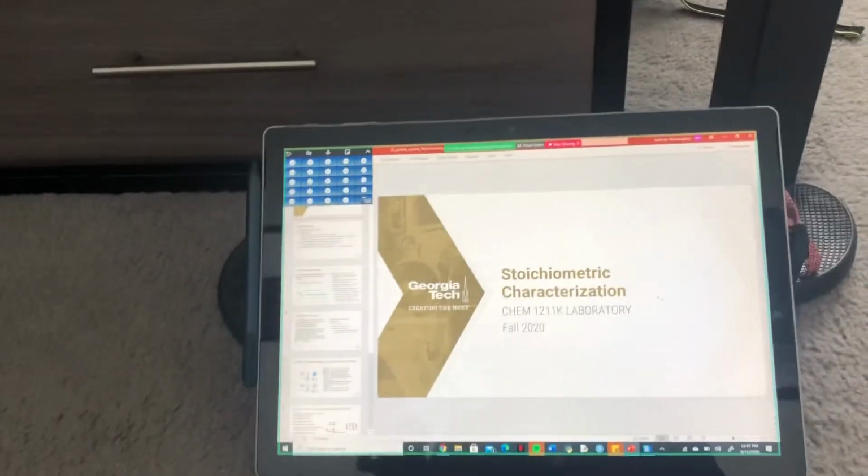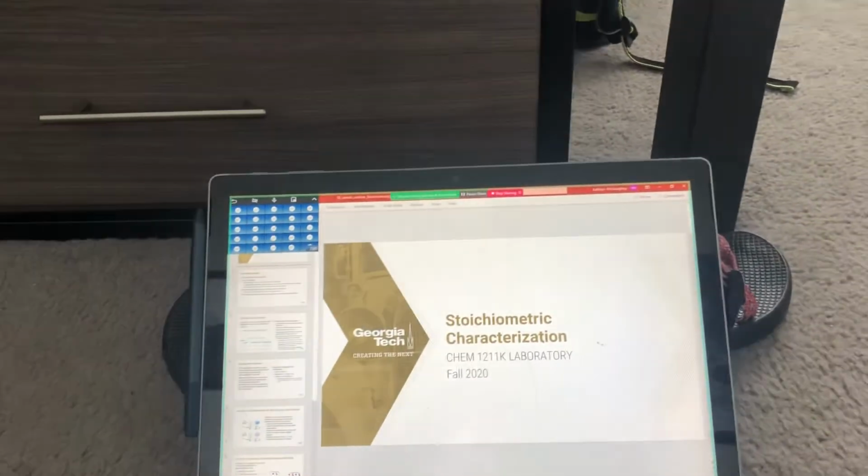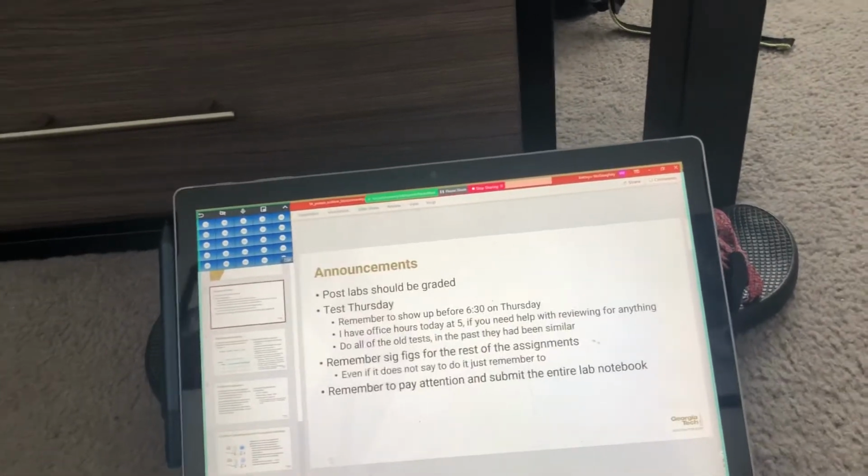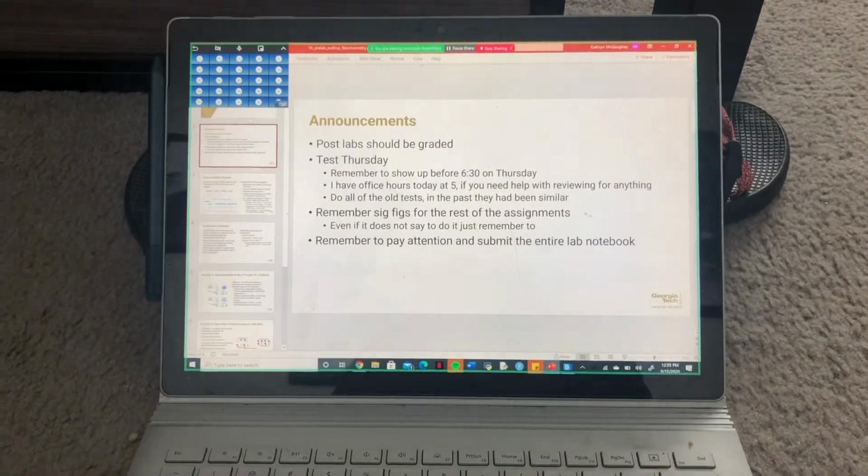Okay, so welcome to Lab 3. This one's stoichiometric characterization. So just some announcements and notes from last time.